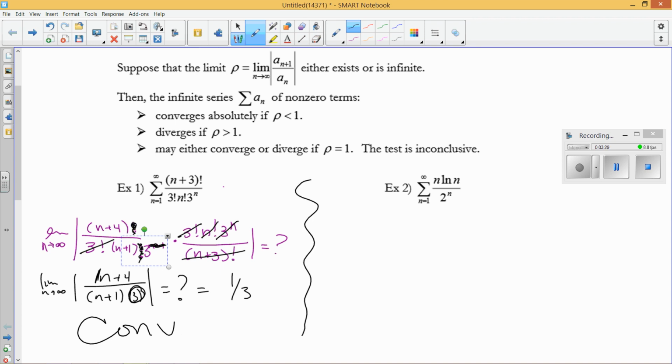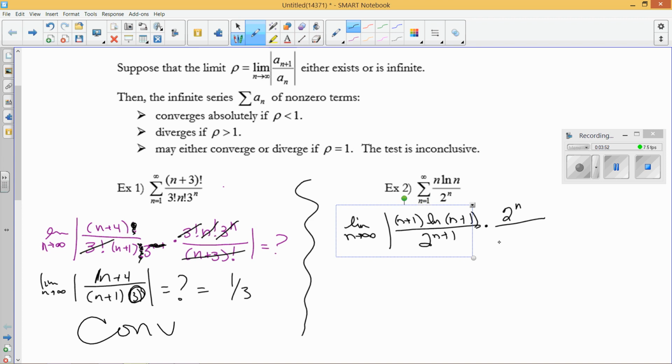So if I want to find the limit for this one, I take the limit as n approaches infinity of a sub n plus 1, I don't know why those boxes show up, I apologize, and then 3 to the 2n plus 1 times a sub n flipped upside down. So that's 2 to the n over n times ln n.